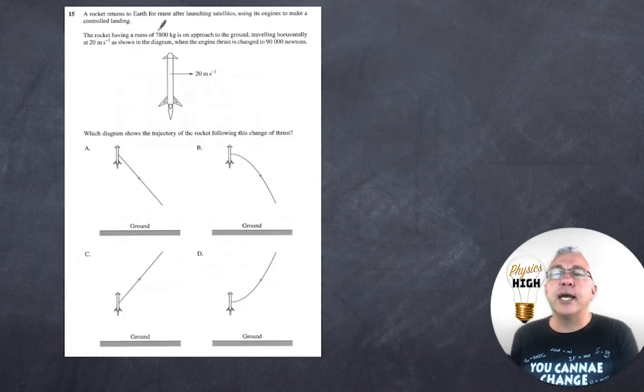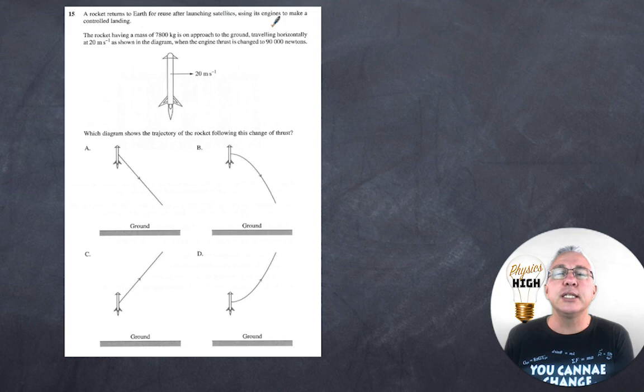Question 15. A rocket returns to Earth for reuse after launching satellites, using its engines to make a controlled landing. The rocket, having a mass of 7,800 kilograms, is on approach to the ground, traveling horizontally at 20 meters per second. As shown in the diagram, the engine thrust is changed to 90,000 newtons, and we're asked to work out the trajectory.